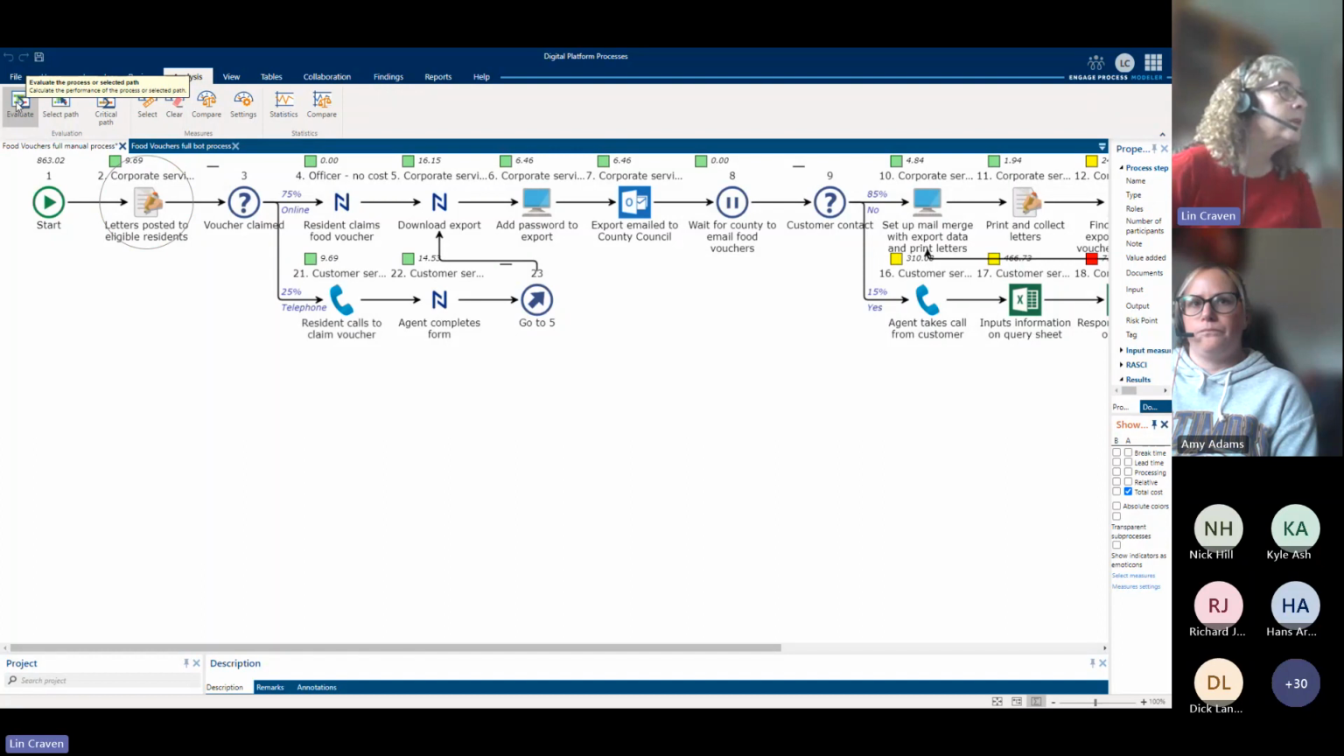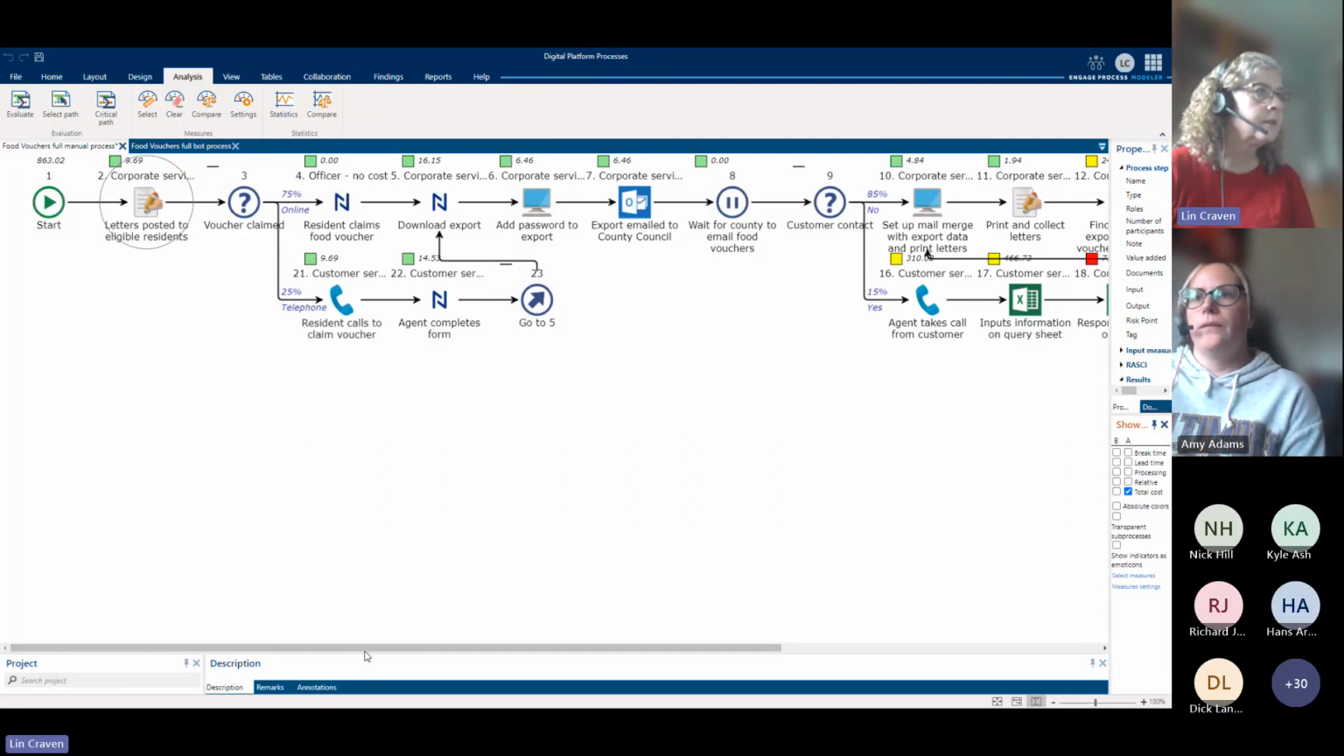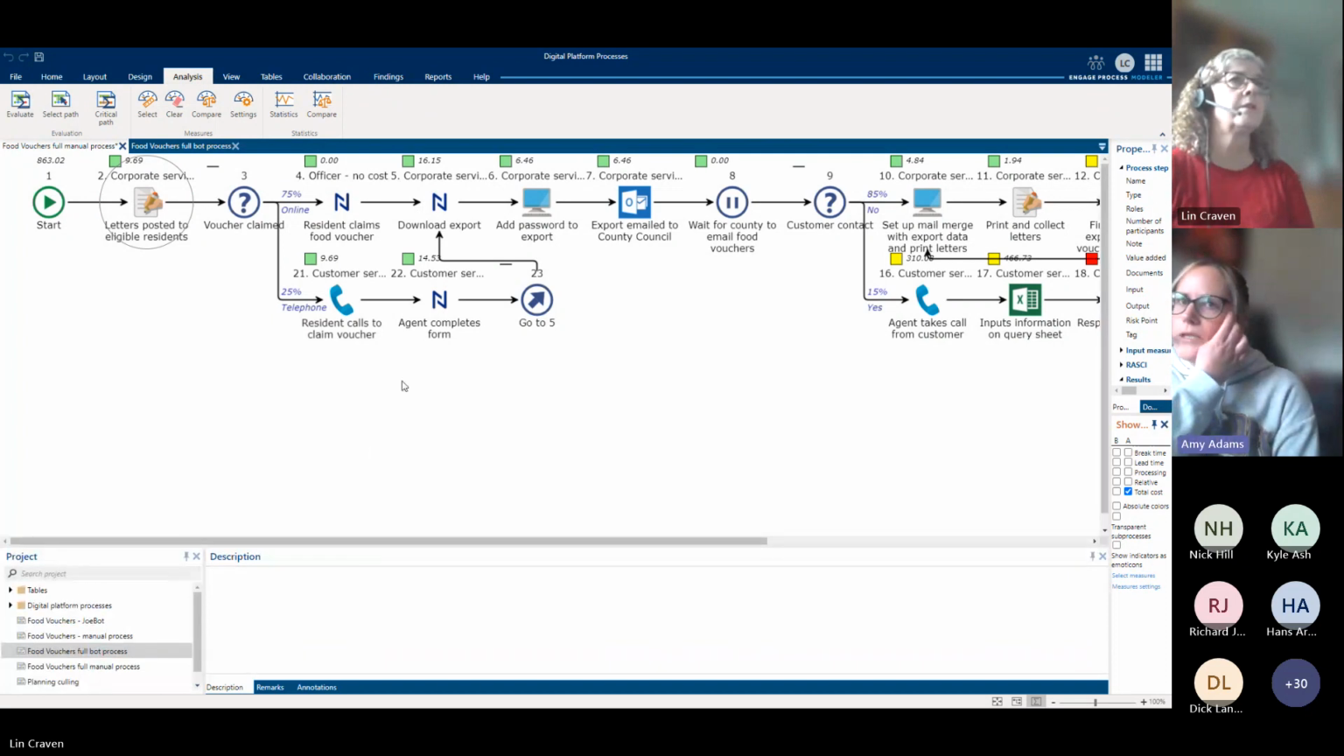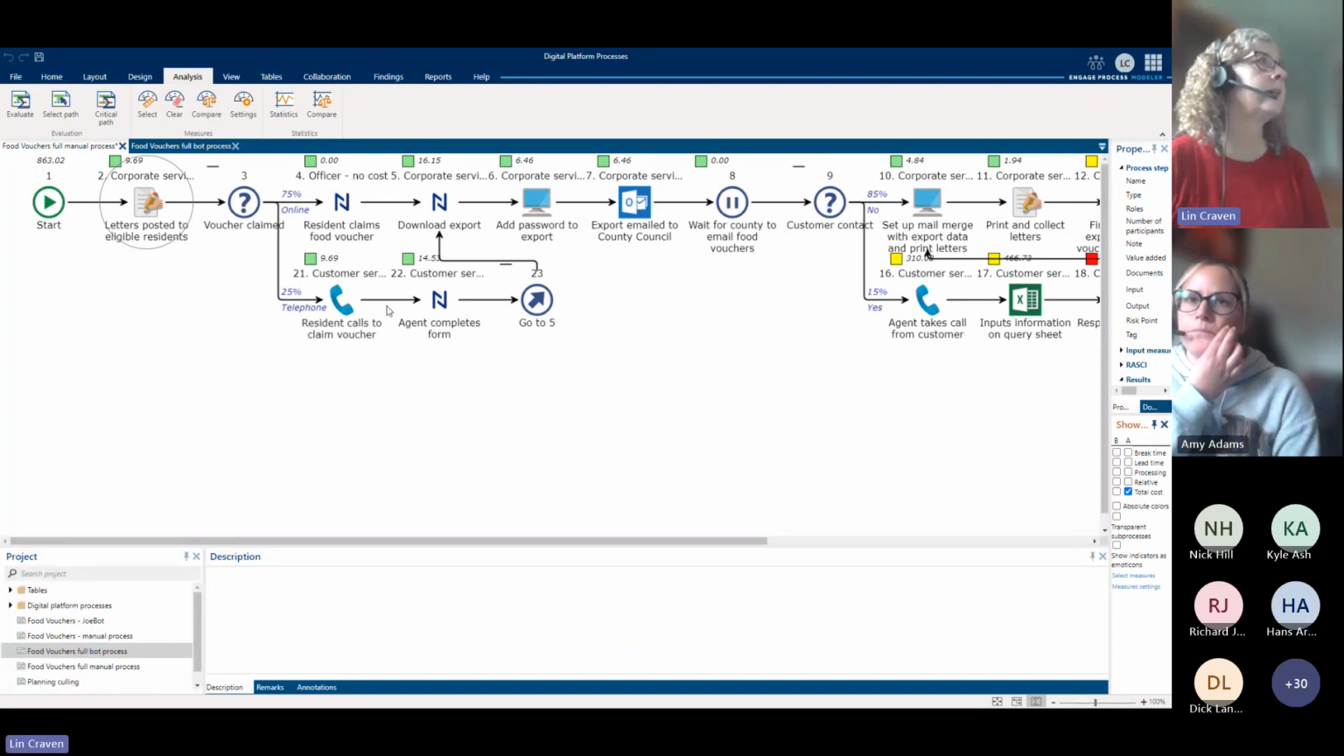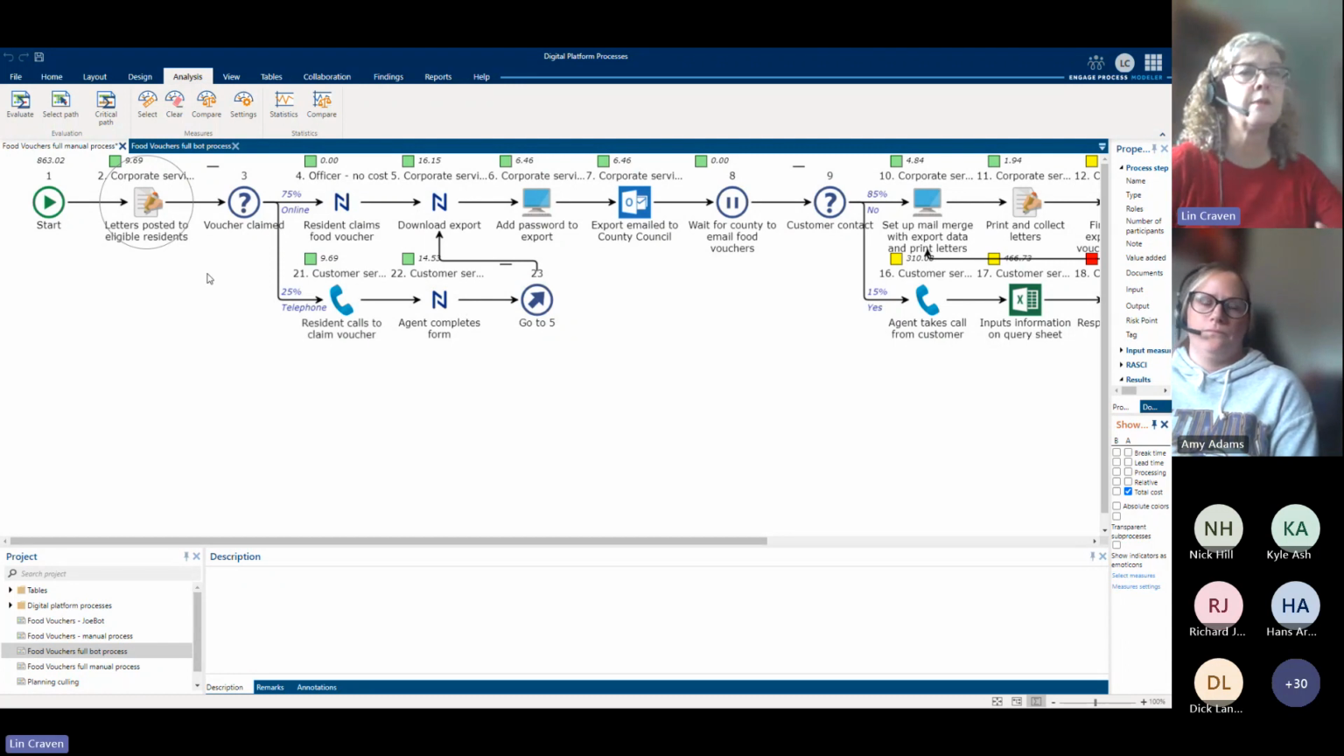Has that worked? No. Yeah, we can see above each stage. Oh yeah, you can see it now. Yeah. And then that would show us, you know, the actual cost and times involved for the whole thing.